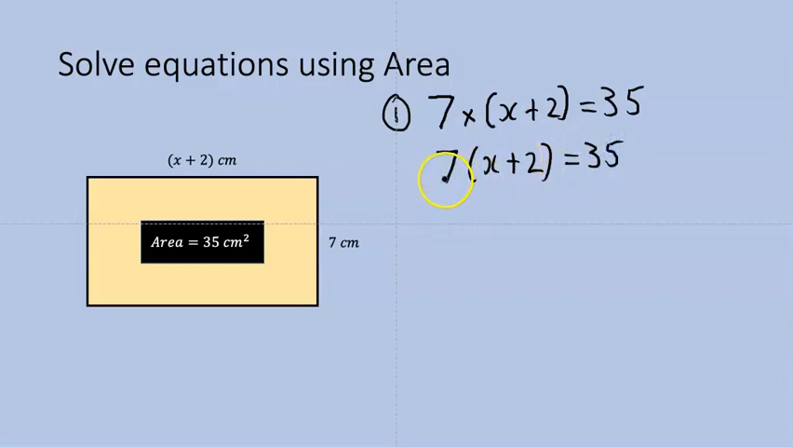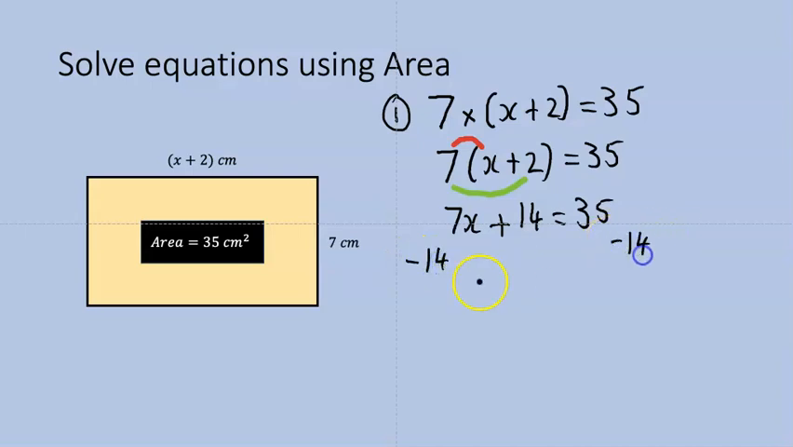Now I know that when I do my method, I go back to my basics. 7 times x gives me 7x. And then 7 times plus 2 gives me plus 14. That equals 35. So I take away my 14 from both sides. 7x equals 21. And then divide both sides by 7. x equals 3.